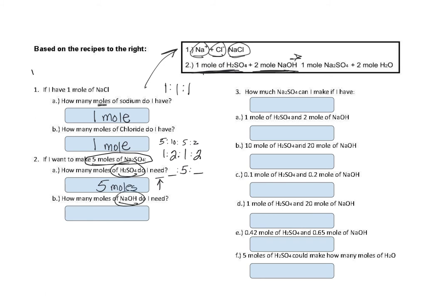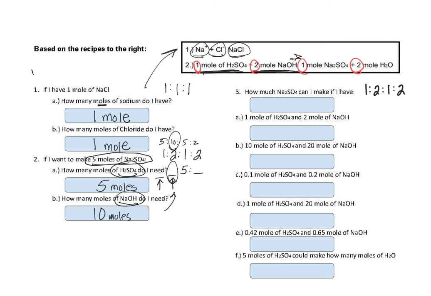Now what about the sodium hydroxide? This is the sodium hydroxide this time. So now I would need 10 moles of the sodium hydroxide. Let's look on the other side. How much sodium sulfate could I make?